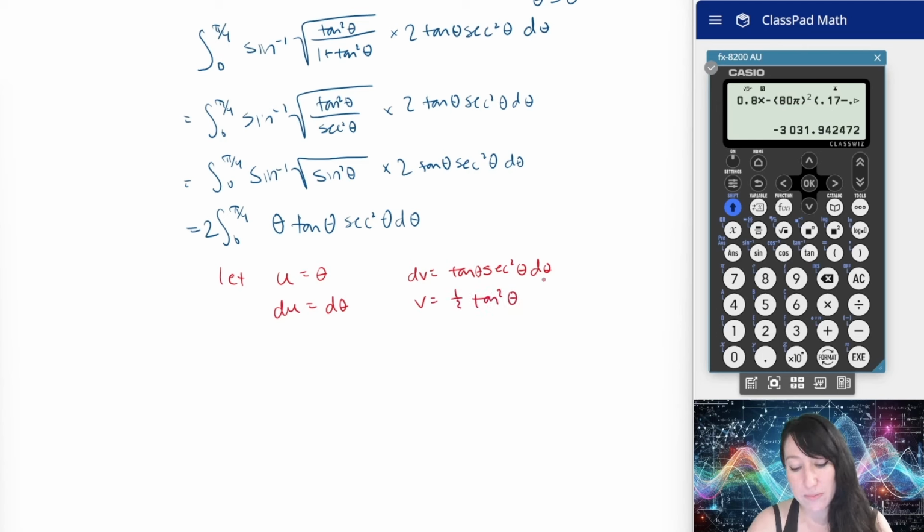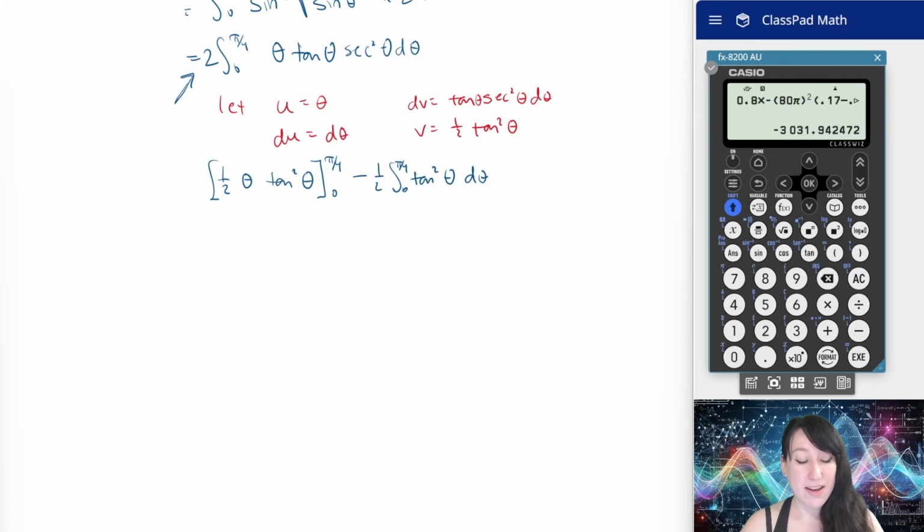We're essentially integrating u, which will be u squared over 2, so it's going to be 1/2 tan squared theta. Okay, so we get uv, so we have 1/2 times theta times tan squared theta, and that comes outside of an integral, so we're going to write that's from 0 to pi over 4 minus the integral of v du, which is going to be the 1/2 tan squared theta d theta. And let's not forget that factor of 2 that was in front of the entire integral.